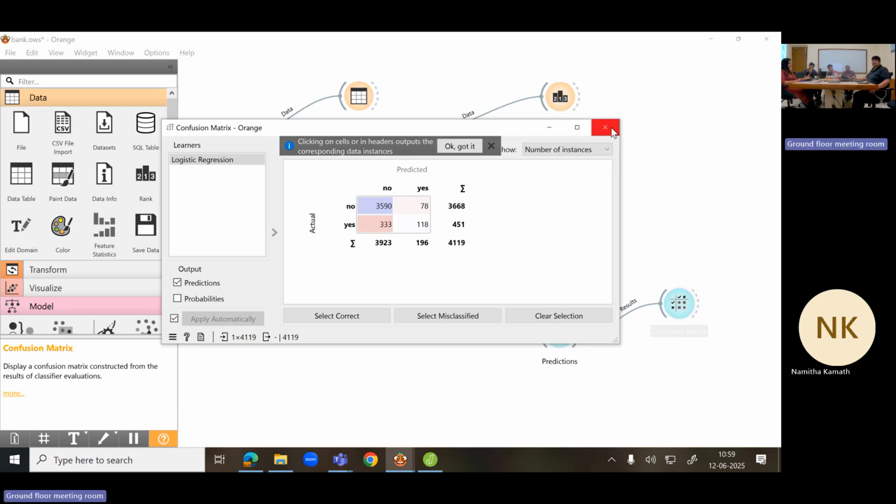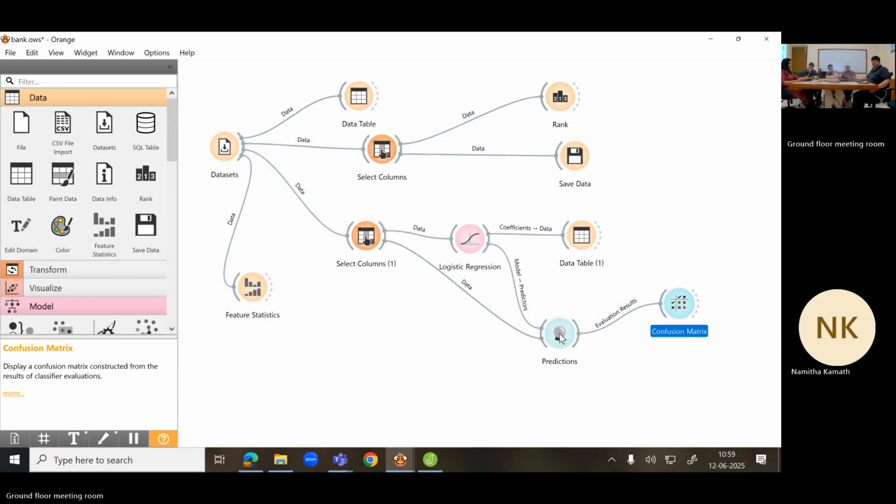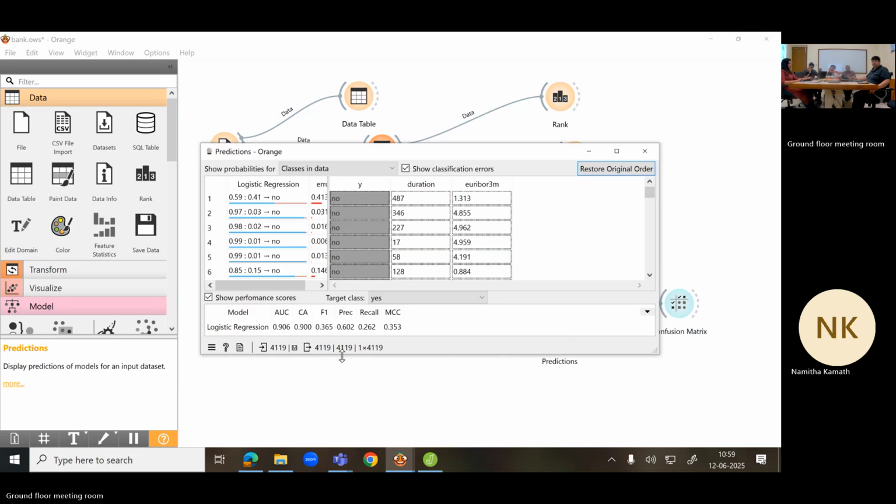So now you could see. Yeah, so now I can get you, the precision is 0.602, which you calculated. Recall is 0.262. Now there is something called as F1.